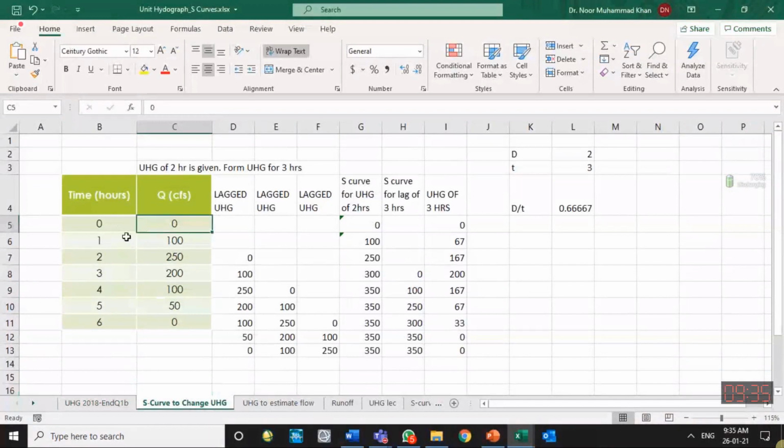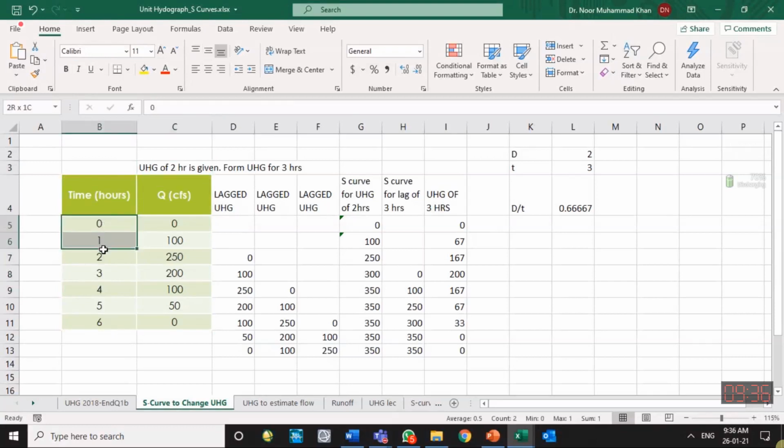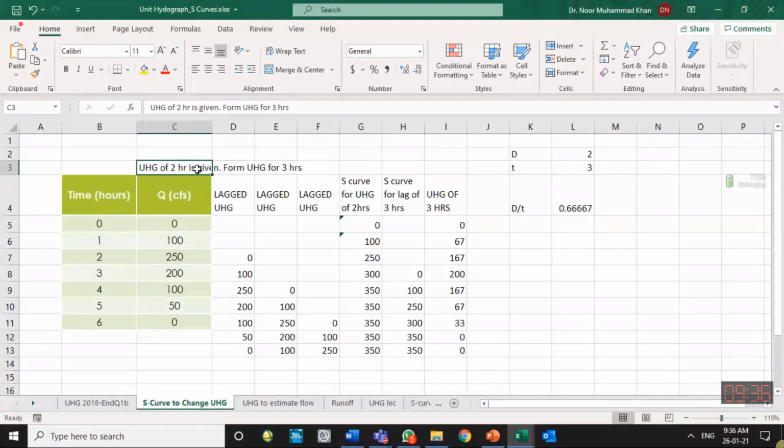I think this is that problem. We have a unit hydrograph of 2 hours duration, and the time interval of observation is 1 hour. Unit hydrograph of 2 hours is given; construct a unit hydrograph of 3 hours. Because this is not a whole multiple of 2 hours, it is 1.5 into 2, we cannot use the lagging method. So the S-curve is a compulsion over here.